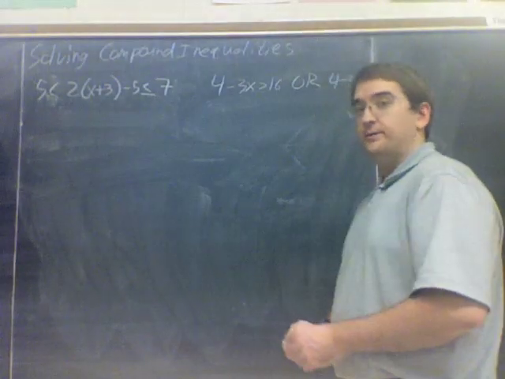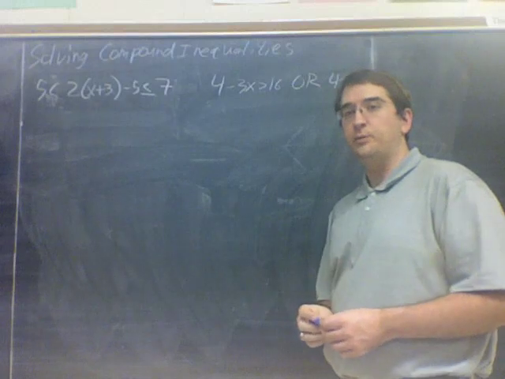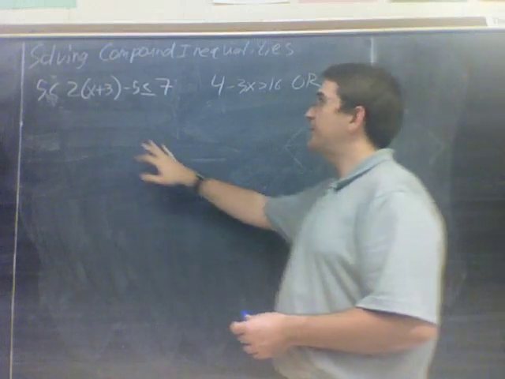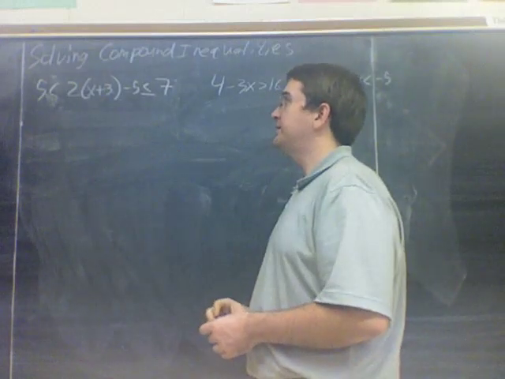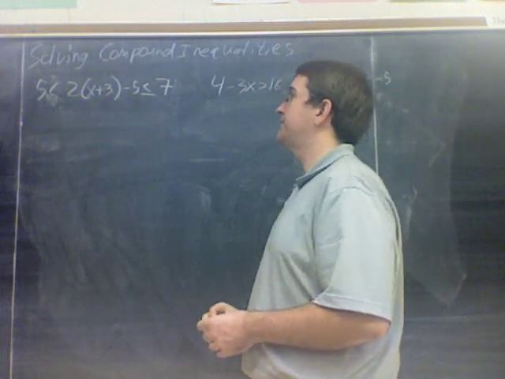What we're going to be talking about here is solving compound inequalities. We have two to solve. We'll be going through them both. The first one: 5 is less than the quantity 2 times the quantity x plus 3, minus 5, which is less than or equal to 7.